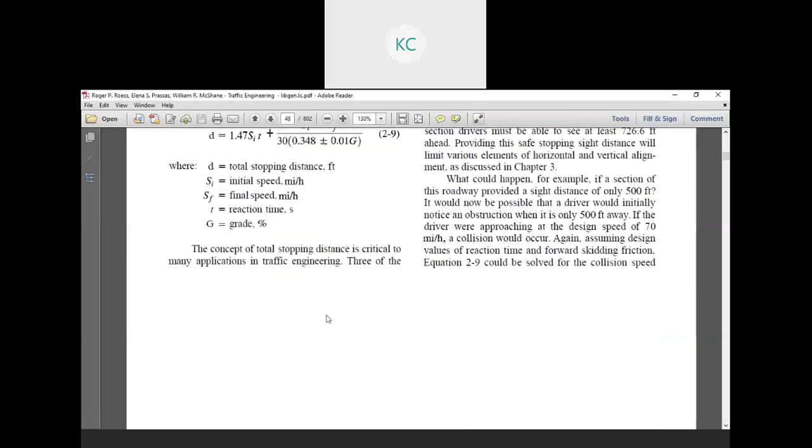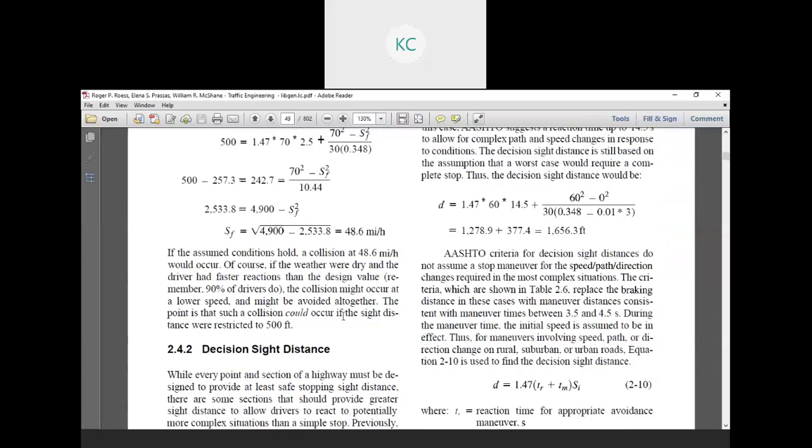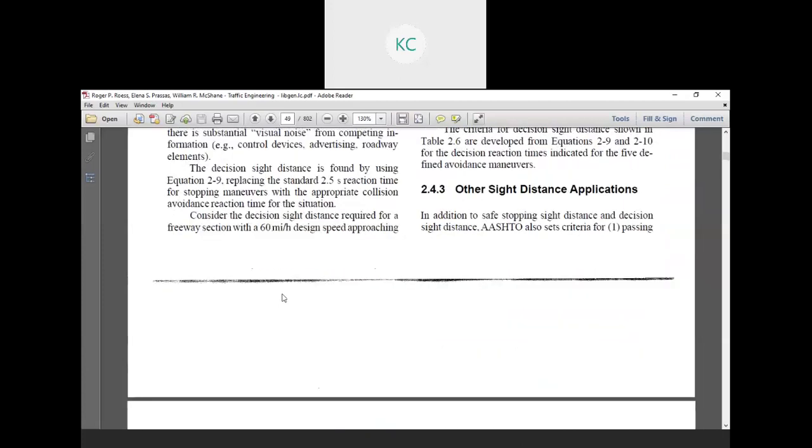So here we conclude our first chapter, the introduction of traffic engineering, as well as a basic introduction of the road user characteristic and the vehicular characteristic. In the very next lecture, we will start our new chapter on traffic volume count and the different methods which are available to take a vehicle count in traffic studies.